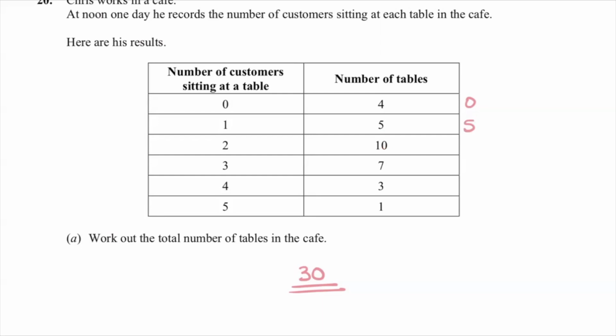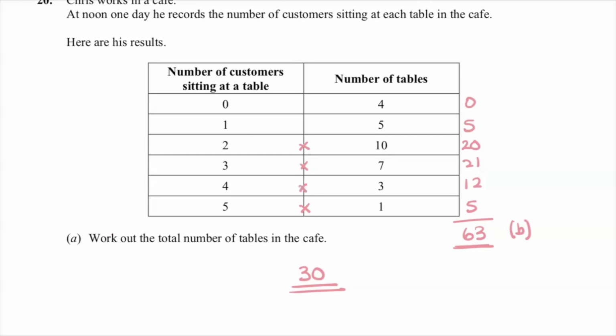If I've got 10 tables and there are 2 people on each of those 10, then in total, there would be 20 people. And it's a times that is happening here. So I'm going to multiply through all of these rows, and then I'm going to add them up. So I've got a total of 63 customers. That is my answer for B. I'm then being asked for C to work out the mean number of customers sitting at the table.